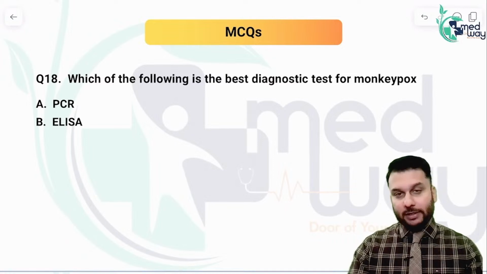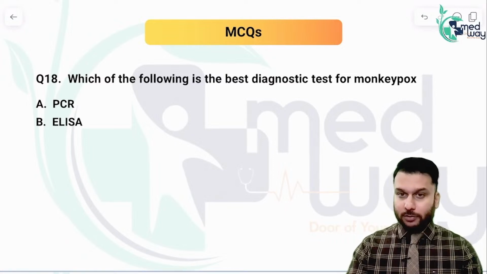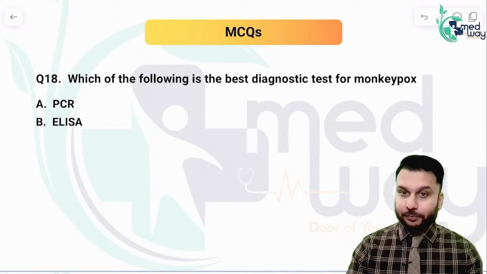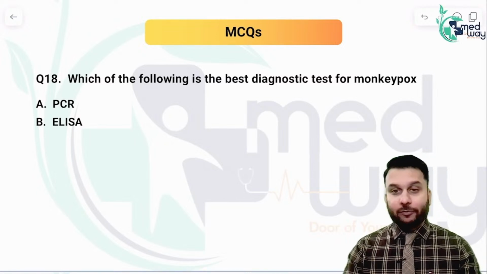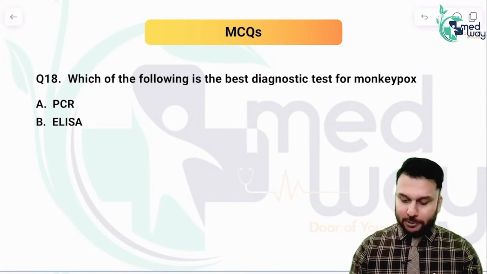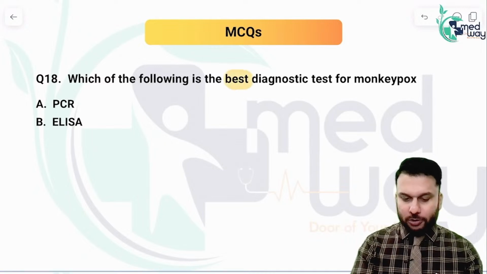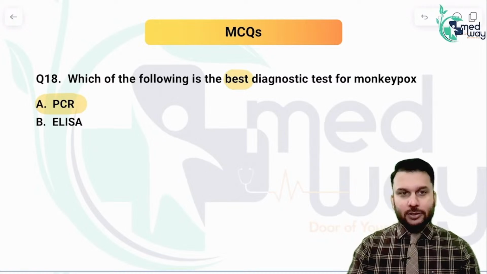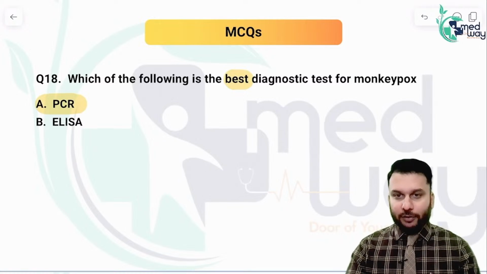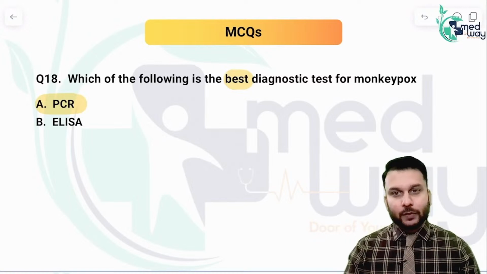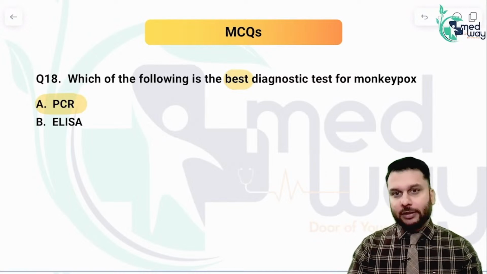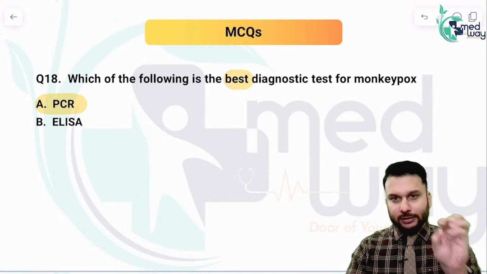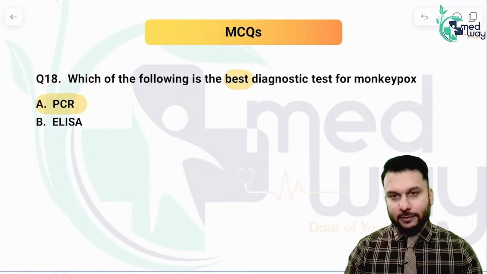Which of the following is the best diagnostic test for monkeypox? Something new. One thing I have always told during my classes: if they ask for the best test, always close your eyes and say PCR in virology. Always, the best test is going to be PCR. HIV, what is the best test? PCR. All right, so remember this: anytime they ask this, PCR is the best test.